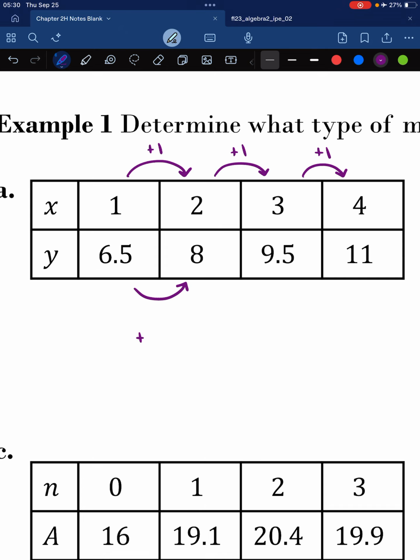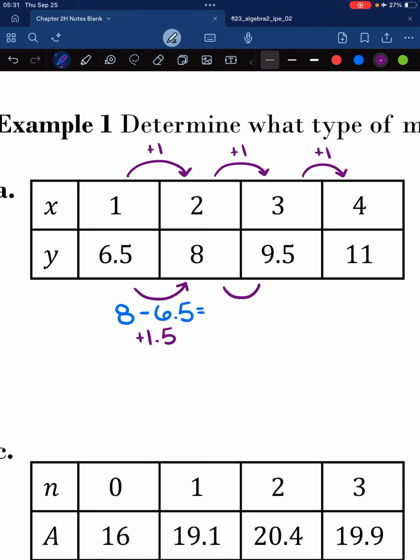Looking at example A, maybe you can tell immediately that I went up by 1.5. But sometimes decimals are a little bit sneakier, and they're not as easy to point out. Here's why we call them differences: we can always take the second output value and subtract the first output value from it. That difference, 8 minus 6.5, is how much I went up from x equals 1 to x equals 2 in those corresponding outputs.